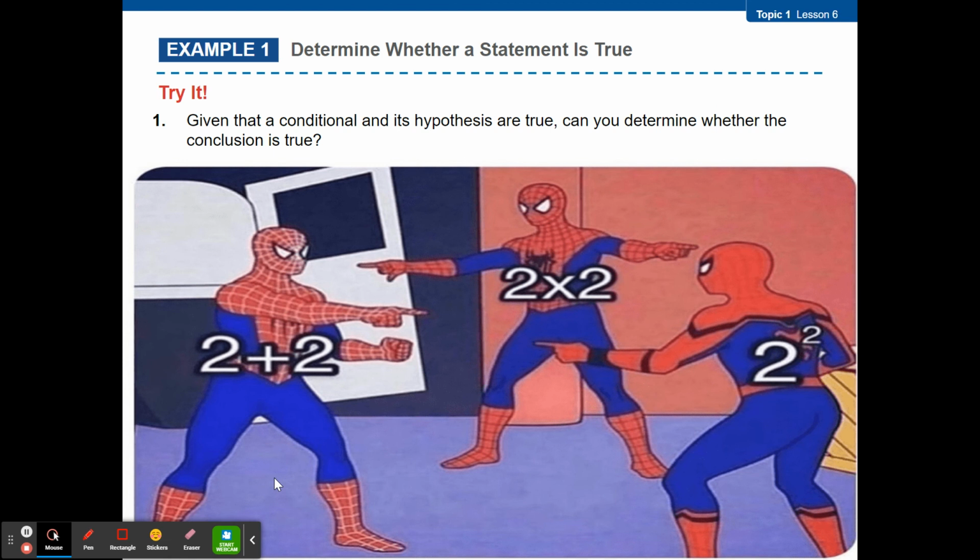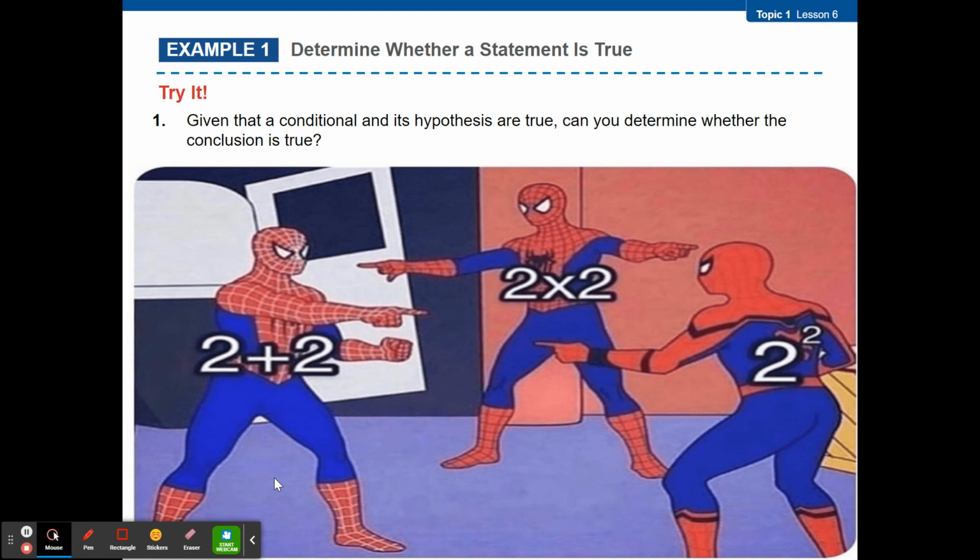The answer's under the meme. No, we're just looking at, the answer's under the meme. I figured rather than having things disappear, I could, so what do you guys think? No, don't worry about the meme. Just worry about what it's asking.